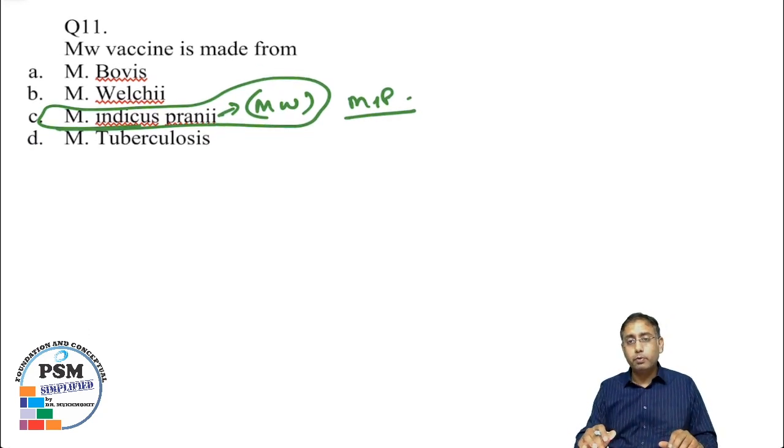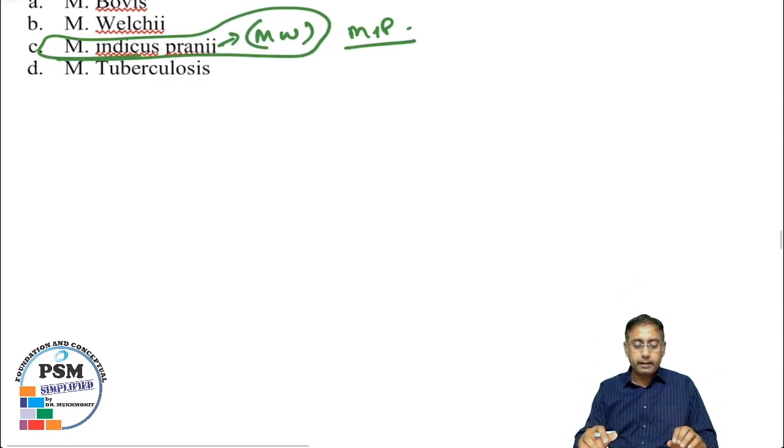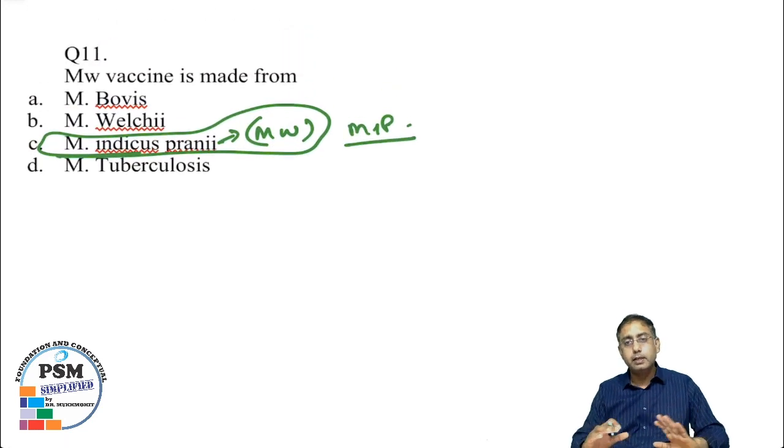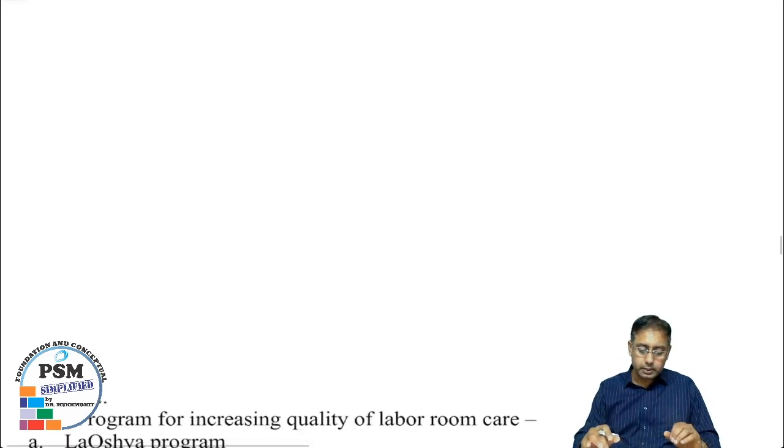So nothing very special, and we need to just remember it. It's not Bovis. Bovis strain is for BCG. BCG is Danish 1331, derived from the Mycobacterium bovis type. And that was not the question. The question was MW vaccine. MW vaccine is Mycobacterium indicus pranii vaccine.